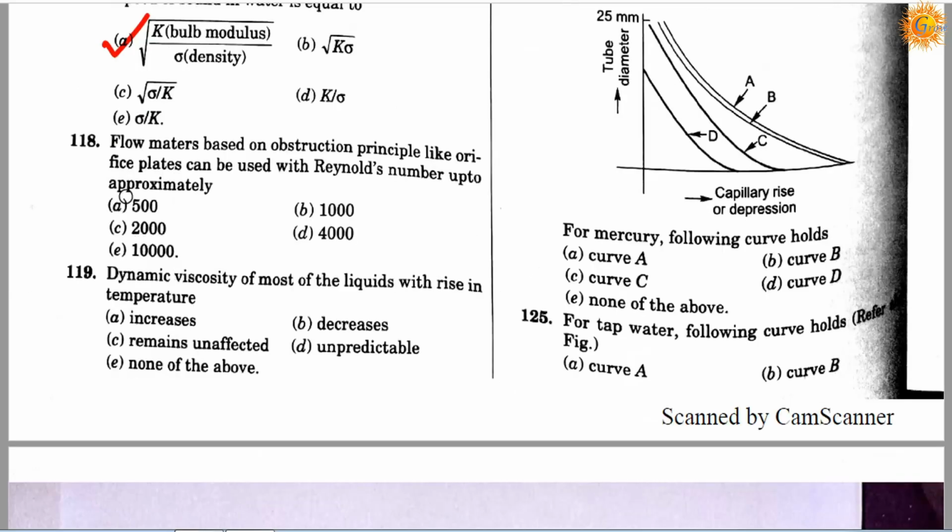Question number 118. Flow meters based on obstructions principle like orifice plate can be used with Reynolds number up to approximately: option A is 500, option B is 1000, option C is 2000, option D is 4000, option E is 10,000. So the correct answer is C, it will be only 2000.